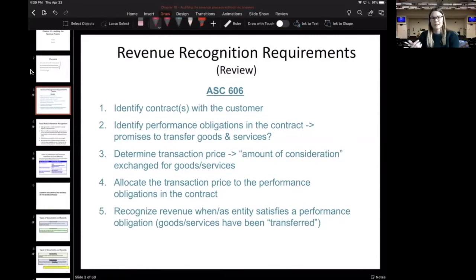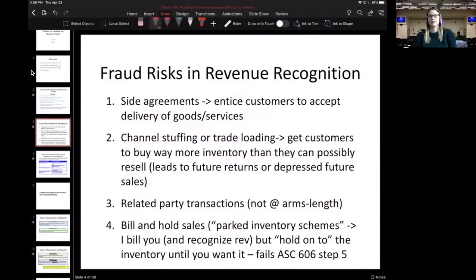So the first little slide we're going to talk about is fraud risks in revenue recognition, because the way this chapter is set up is kind of organized like the audit risk model. Okay, so it starts off talking about fraud risks related to this topic, revenue, and then it talks about some inherent risks for revenue. And then it talks about controls we consider in revenue. So that's kind of like control risk.